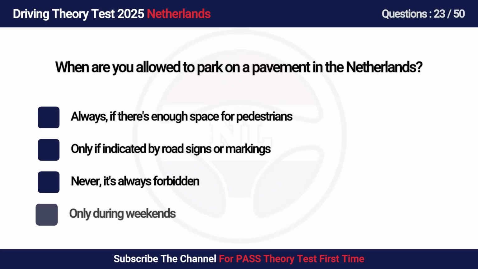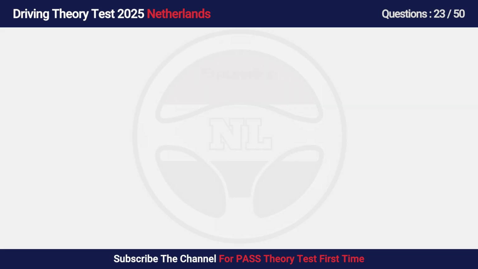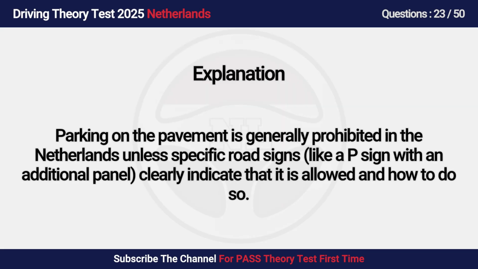Question 23. When are you allowed to park on a pavement in the Netherlands? A. Always if there's enough space for pedestrians. B. Only if indicated by road signs or markings. C. Never, it's always forbidden. D. Only during weekends. Answer is B. Only if indicated by road signs or markings. Parking on the pavement is generally prohibited in the Netherlands, unless specific road signs like a P sign with an additional panel clearly indicate that it is allowed and how to do so.